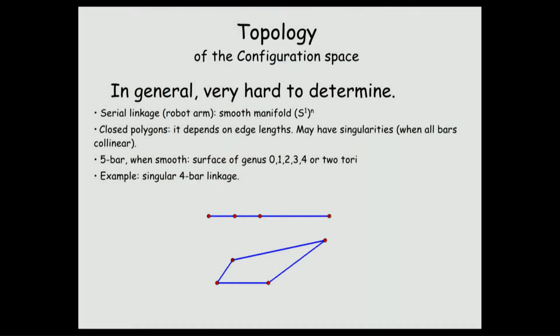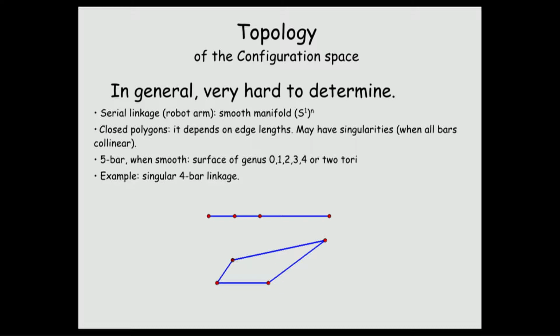So topology of the configuration space, it's a difficult object to study, and there are groups of mathematicians who are passionate about this. So there are books on topological robotics, for instance, where they study in particular serial linkages and closed polygons, and you get results like this, that a serial linkage, so in other words, a path, is a smooth manifold, isomorphic to the N torus. Closed polygon, well, it depends on the edge lengths. Already for closed polygons, the topology of the configuration space can be quite intricate.